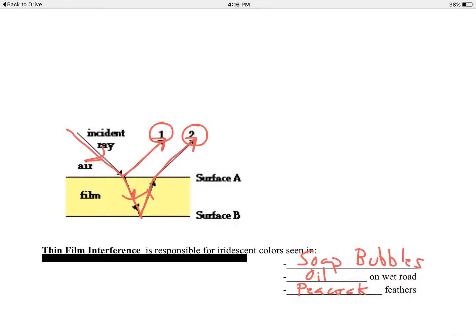And the same thing happens with oil on a watery surface. Sometimes you've seen this after rainstorms and so forth. Peacock feathers, the same thing, same idea that's responsible for the colors you see in these particular situations. But the only thing that you need to remember then is that the colors are a result of either constructive or destructive interference.